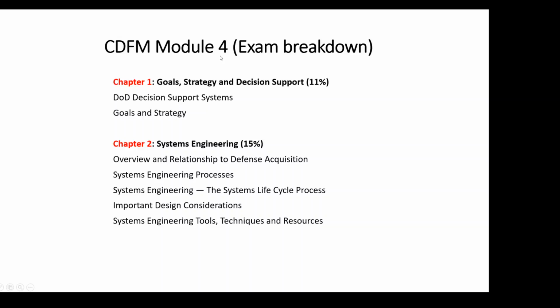So this is the test breakdown for CDFM Module 4. There are 10 chapters, 10 competencies, 10 sections. Chapter 1, which is your goal, strategy, and decision support, accounts for 11% of this exam. So it deals with DoD decision support systems, the goals, the strategy, and why we're entering into the acquisition process. Chapter 2, systems engineering, is 15%, and you can see the various topics. I'm not going to go into detail here because I'm going to have separate videos for each chapter to make it a little bit easier. So I'm going to break down the information.